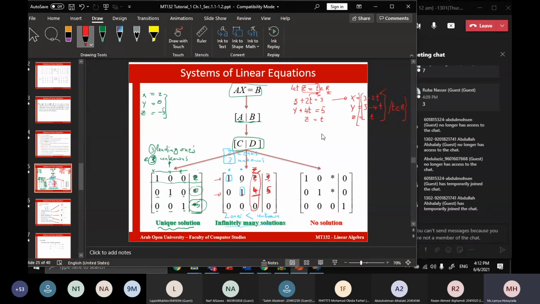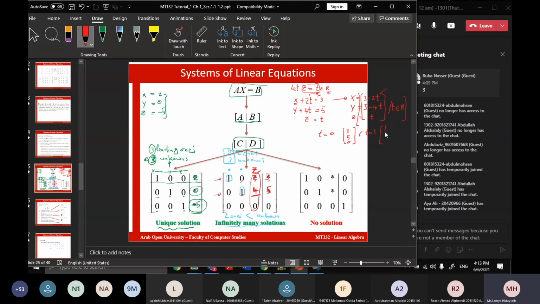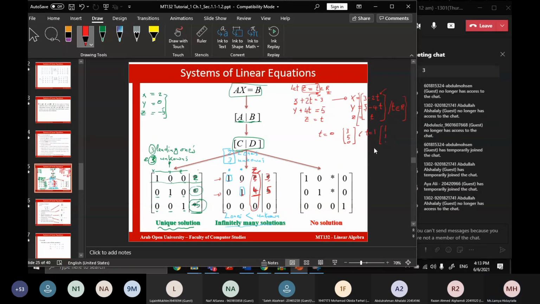Now if you want a particular solution, give me one of these solutions. You said infinite, so give me one. For instance, when T is equal to 0, which solution do we get? When T is 0, minus 2 times 0 is 0, so 3 minus 0 is 3, then 5, and T is 0. So this is one of these solutions. Now give me another solution. Take T equal to 1, for instance, and then substitute. What will you get? 3 minus 2 times 1, 5 minus 4 times 1, and T equal to 1.